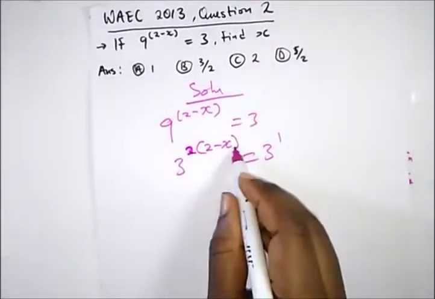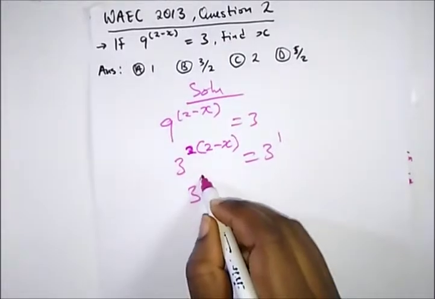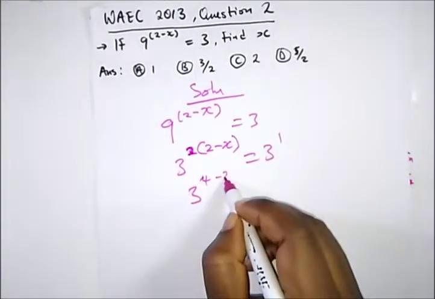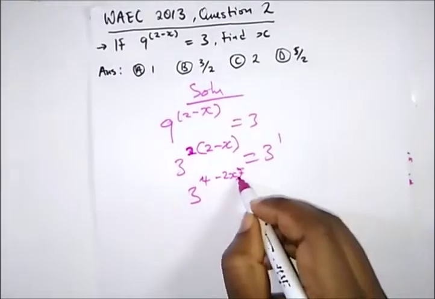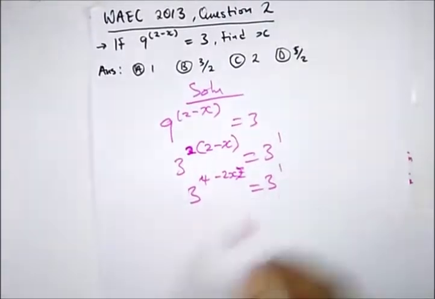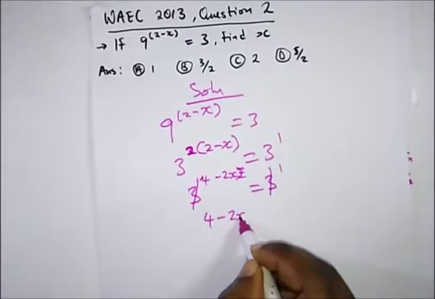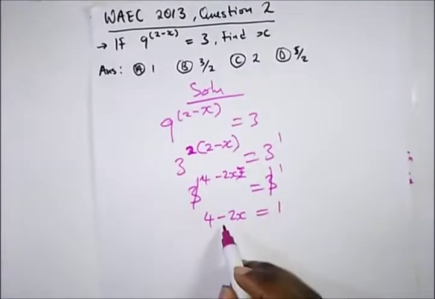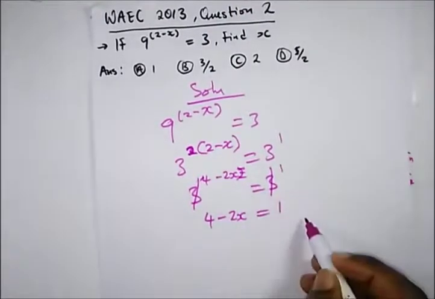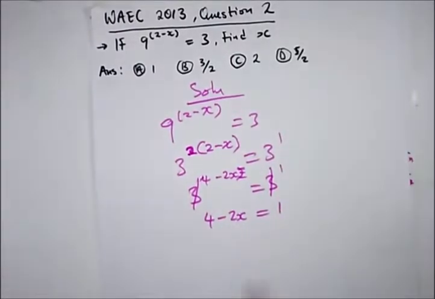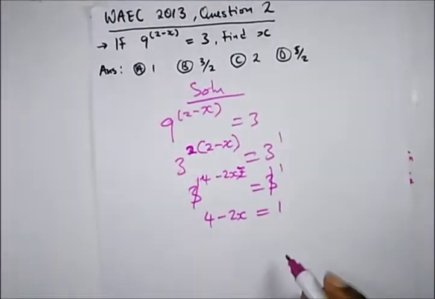So here, let's multiply these powers. So we have 4 minus 2x raised to the power 1. So here 3 would cancel 3. So we are left with 4 minus 2x is equal to 1. Let's take minus 2x this side and bring 1 here. This is just to make sure our minus signs don't confuse us, right?